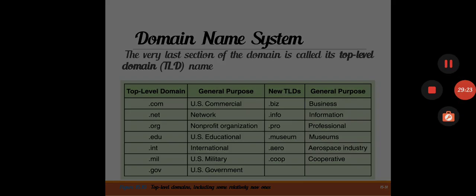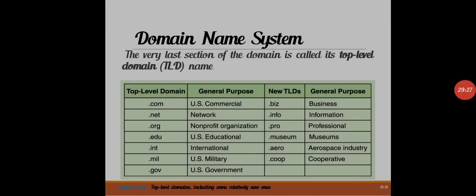New TLDs, general purposes. .biz, business. .info, information. .pro, professional. .museum, museums. .aero, aerospace industry. .coop, cooperative.